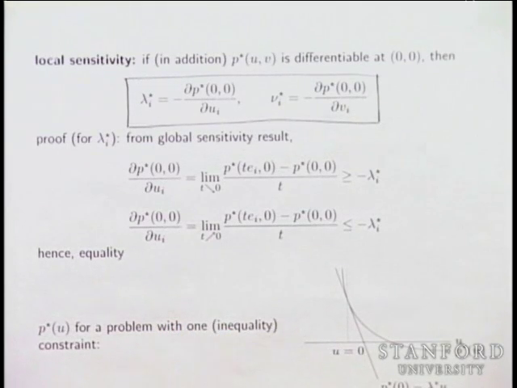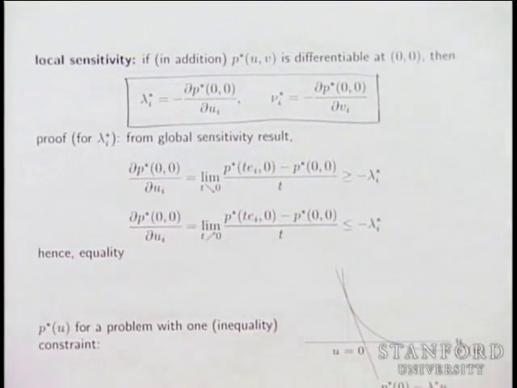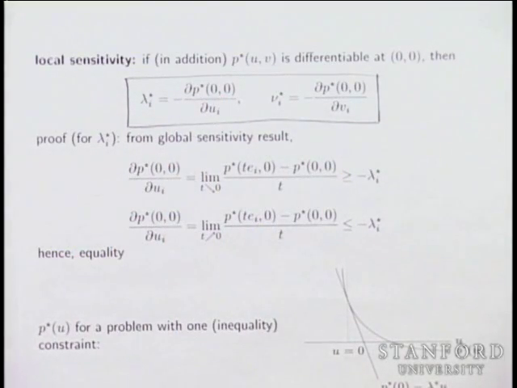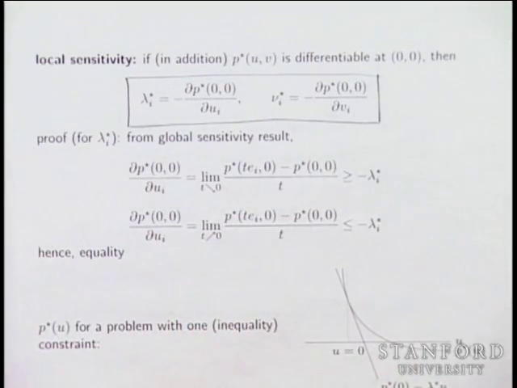Okay? If it's differentiable. By the way, it is often the case that p star of u, v is not differentiable, in which case the right-hand sides here have no meaning. I mean, the global result always holds. Always. This local one requires differentiability. But in terms of interpreting it, it's just beautiful. And let's actually just talk about what it means. Actually, let's look at complementary slackness.